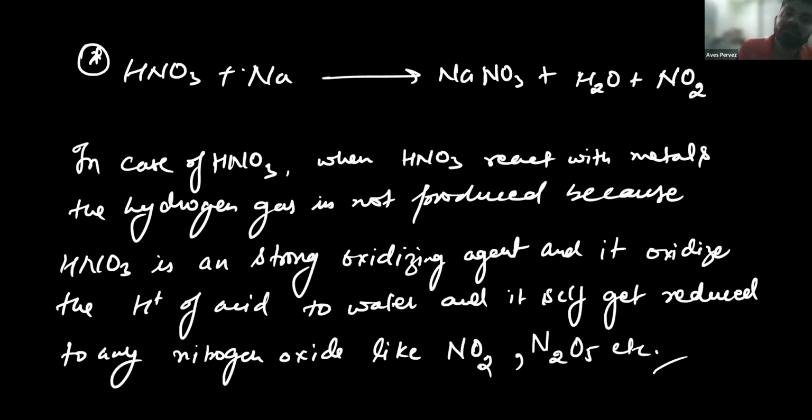But there are still two metals. That is magnesium and manganese that can even produce hydrogen gas on reaction with HNO3. So note it down.